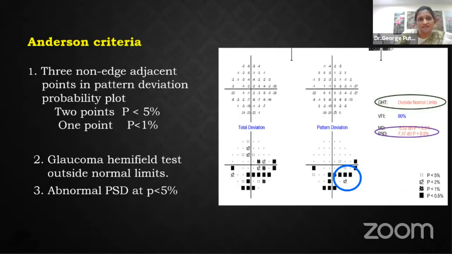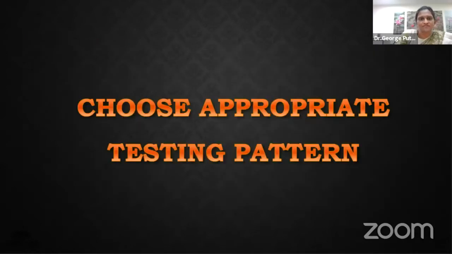And the Anderson criteria helps us to judge the glaucomatous field defect better. So according to the criteria, there should be 3 non-edge points, with at least 2 points with a probability less than 5% and 1 point with a probability less than 1%. This applies mainly for the 30-2, but in 24-2, even the edge point should be considered. And the glaucoma hemifield test should be outside normal limits, and the abnormal PSD of around P less than 5%. But in a highly suspicious case, even one criterion, if it is present, leads to the glaucoma diagnosis.